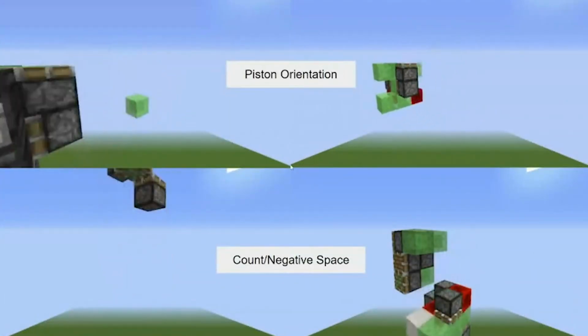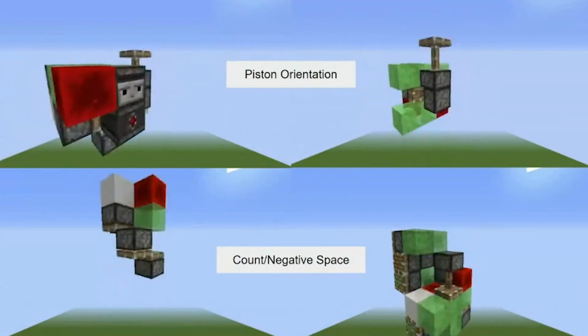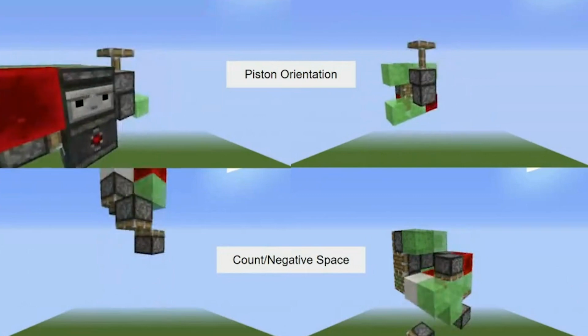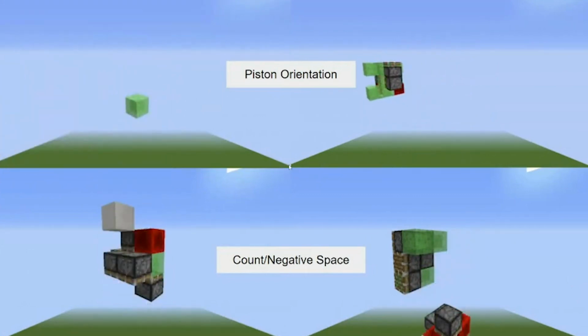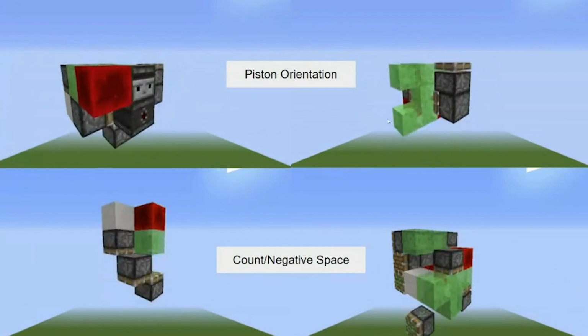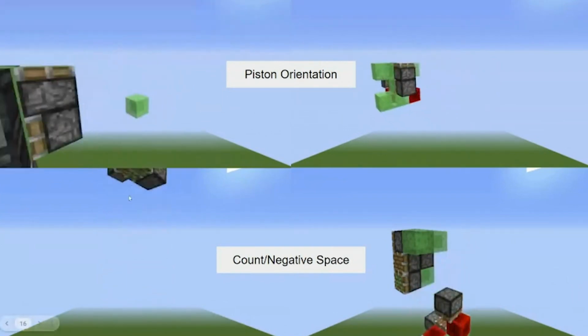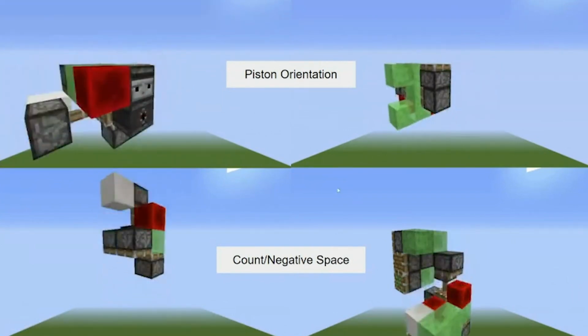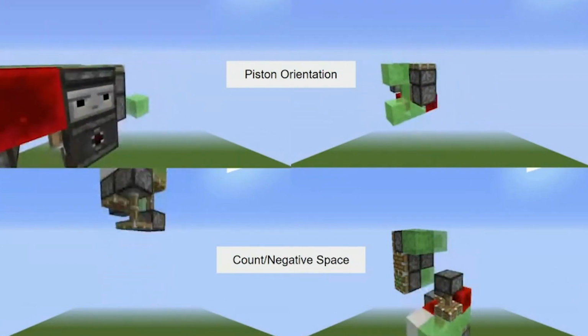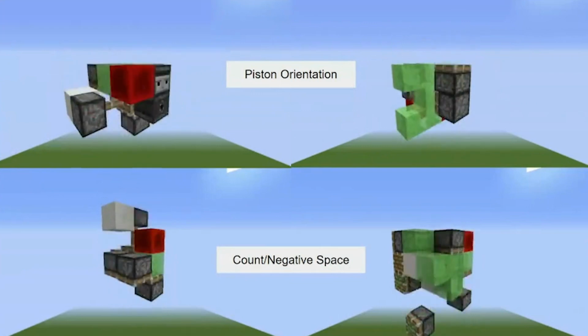Here we have different shapes that were generated in the same run of piston orientation and then in the same run of count negative space. These shapes are flying in completely different directions. The piston orientation are going in the north and east direction, and the count negative space are going in the up and down directions.